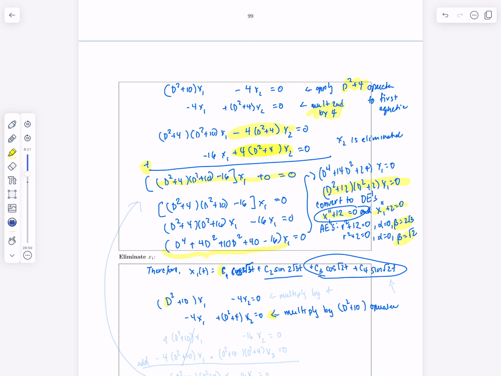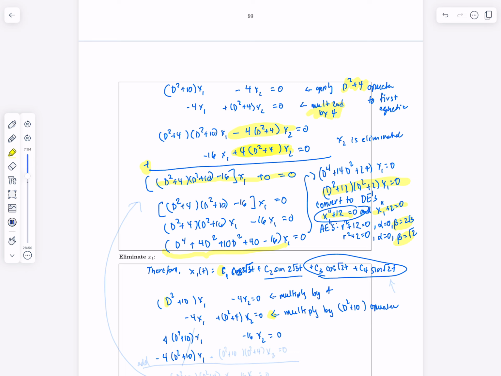Okay? And then similarly, we'll do what we did before for the other one: we'll multiply the first equation by 4. So what happens this time? The first equation becomes 4 times (d squared plus 10) applied to x1, minus 16x2 equals 0. The bottom one, we're multiplying by (d squared plus 10) times the minus 4, because you can see we're getting the same term, just with a negative sign, x1, right?